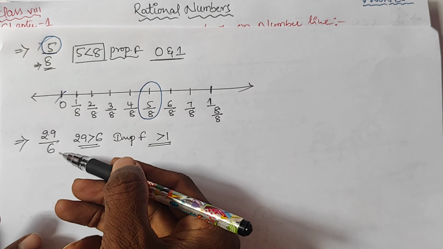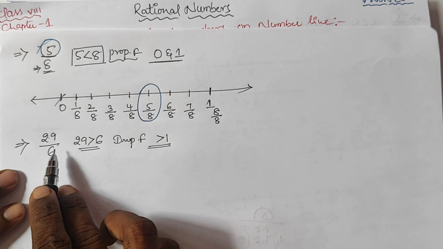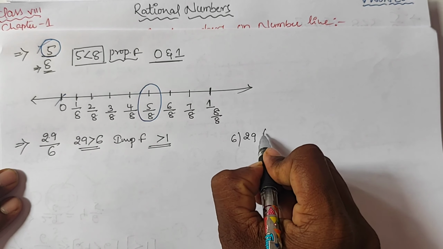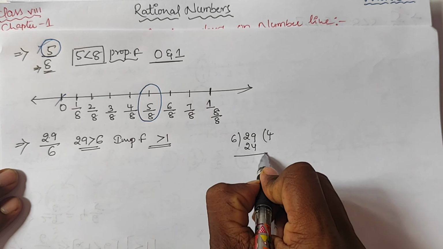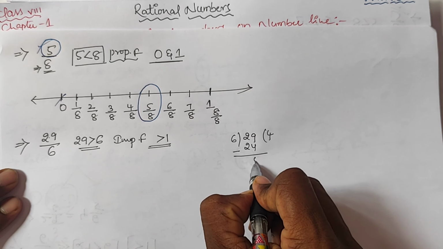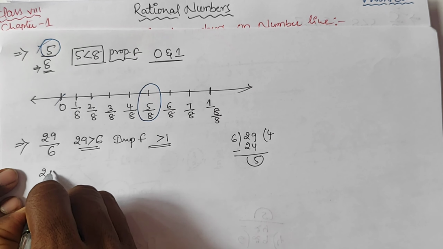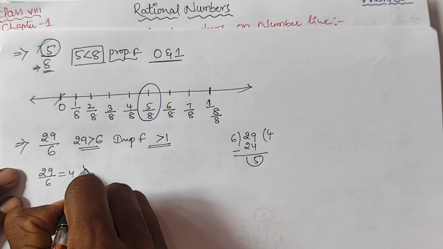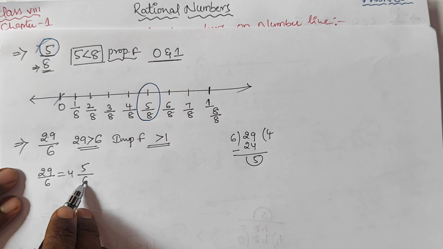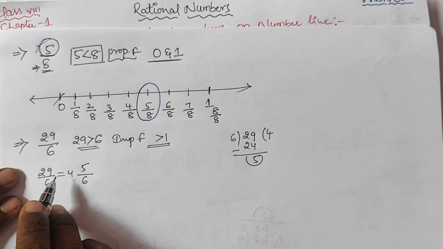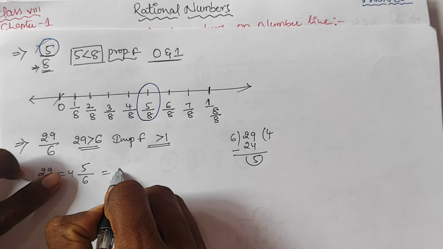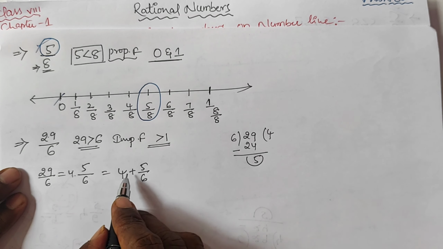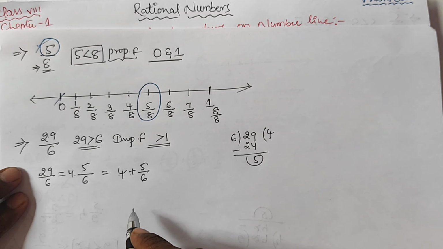To represent 29 by 6 on a number line, first I am converting this improper fraction to a mixed fraction. Okay, how will you convert 29 by 6? 6 4s are 24. Subtraction, 29 minus 24 is 5. Yes, so here 29 by 6 we can write as 6 into 4 plus 5. 6 4s are 24. 24 plus 5 is 29 by 6. So this equals 4 plus 5 by 6. 4 into 5 by 6 or 4 plus 5 by 6, both are the same, no?